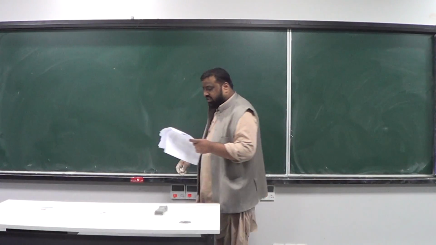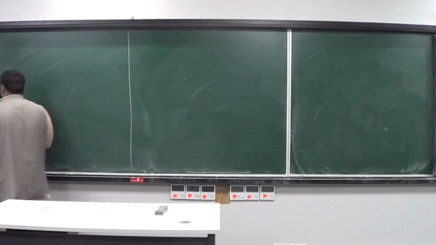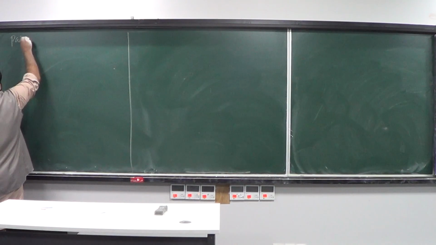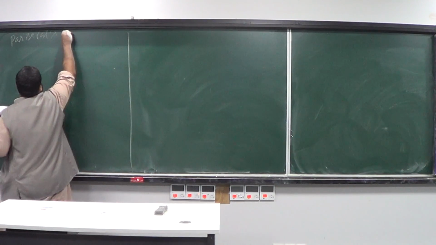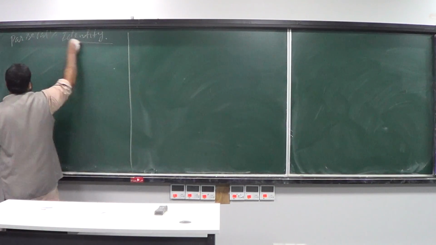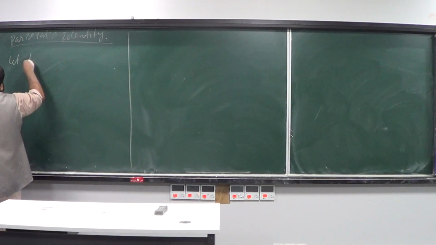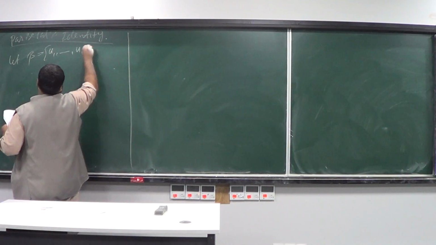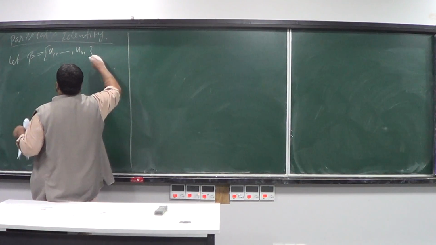So the first identity that I would like to prove is Parseval's identity. What does this say? It says that I have a beta that is an orthonormal basis of inner product space V.